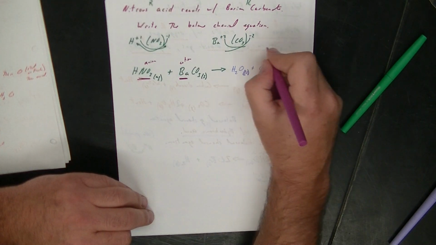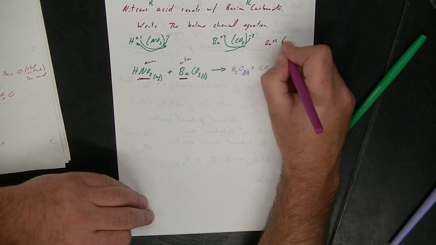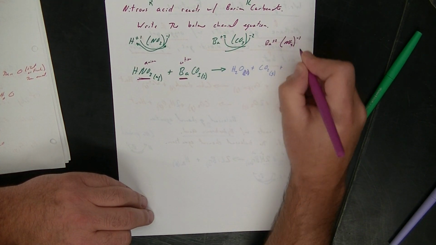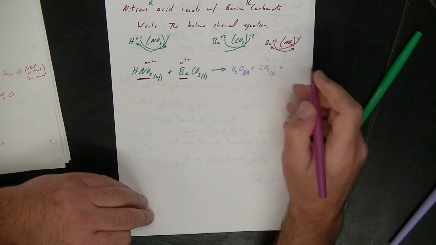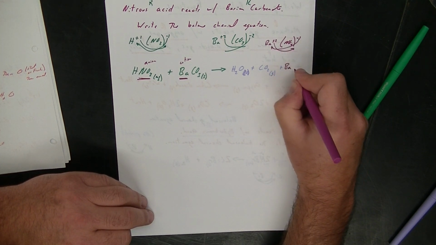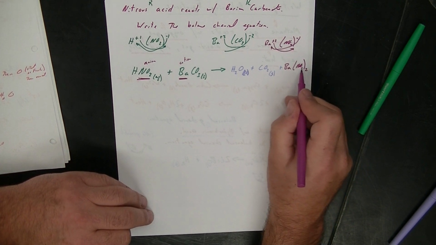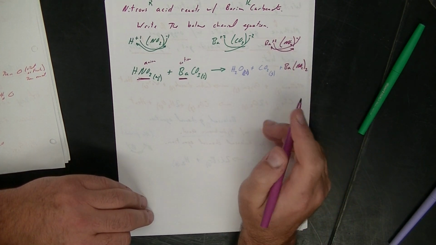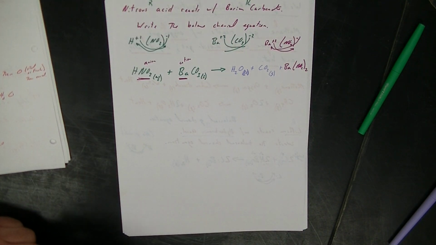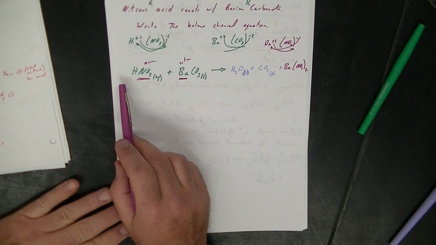So we take Ba, which is +2, NO2, which is -1. This comes over here, this comes over here, and we get Ba(NO2)2. And again, you probably won't know what that phase is. If you don't know and you leave it blank, that's fine. Okay. Now, last thing we have to do is we have to balance.